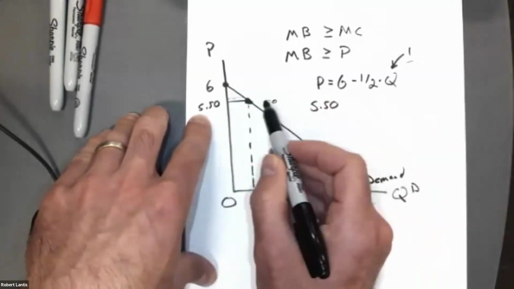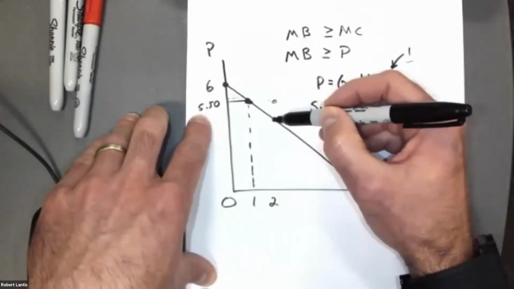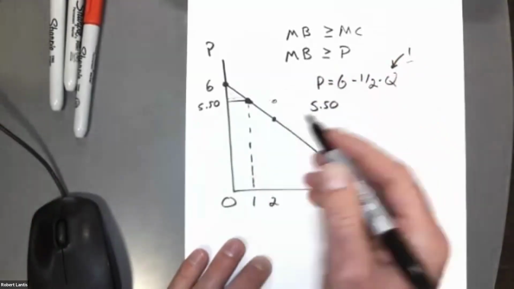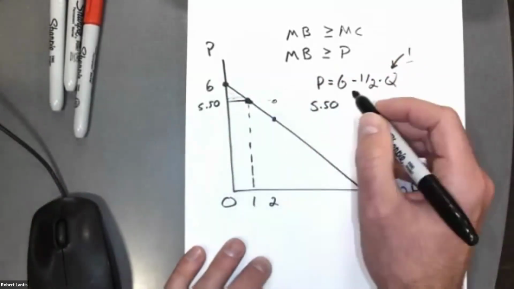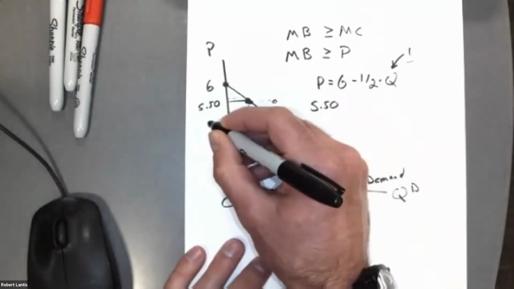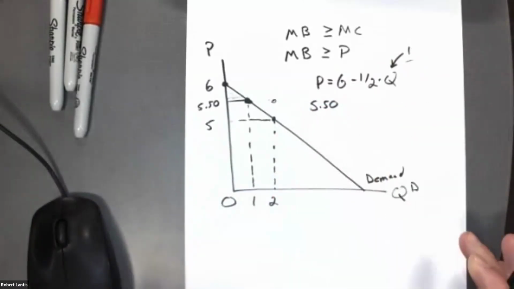No. If this were my price, the marginal benefit, which is what our demand curve will end up representing, is below the marginal cost. So how can I convince the consumer to buy the second unit? I'm going to have to lower the price by another 50 cents. At that price of 5, now they will buy that second unit.